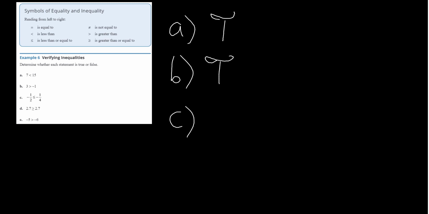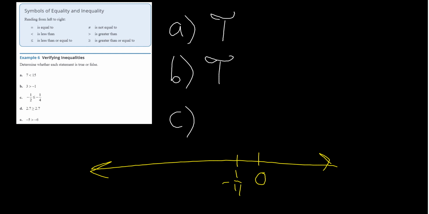Now we're getting into fractions and negative numbers here, okay? So what this is saying is that negative 1/2 is going to be less than negative 1/4. So if we were to look at a number line here, just bust out a number line. If we have an arbitrary 0 here, we're going to have a negative 1/4 right here, a negative 1.